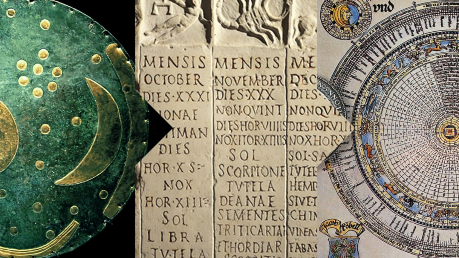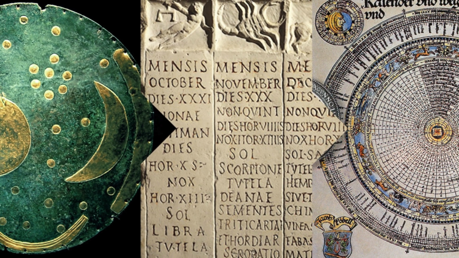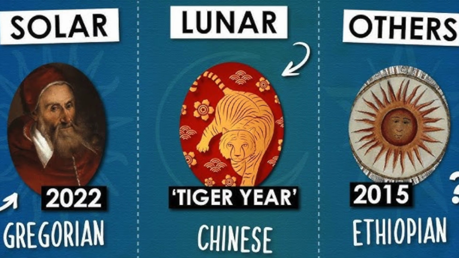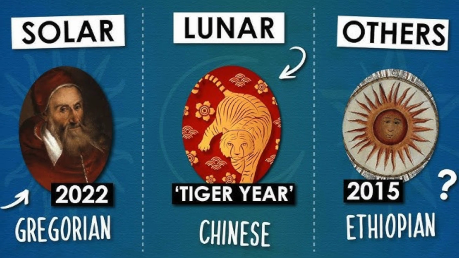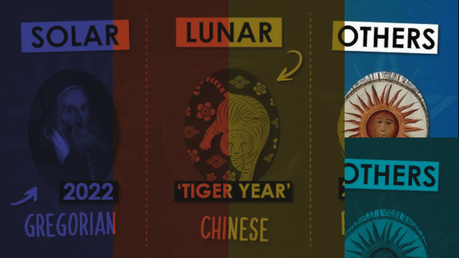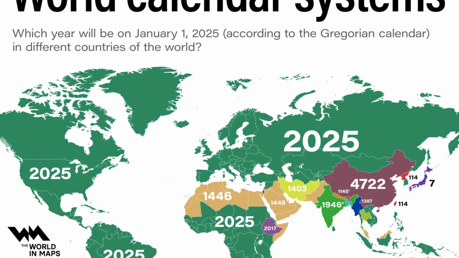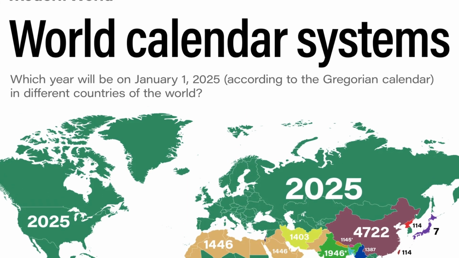Some cultures and religions use different calendar systems. The Islamic calendar, the Hebrew calendar, or even the Chinese lunar calendar. But in most of the world, especially in history classes, we use BCE, CE, or BC and AD.